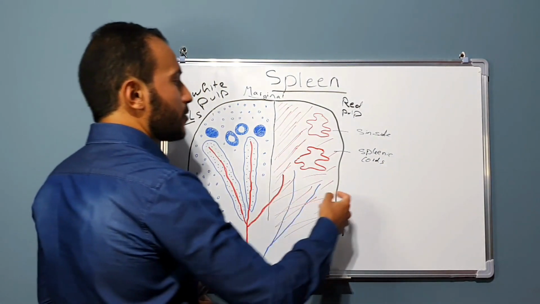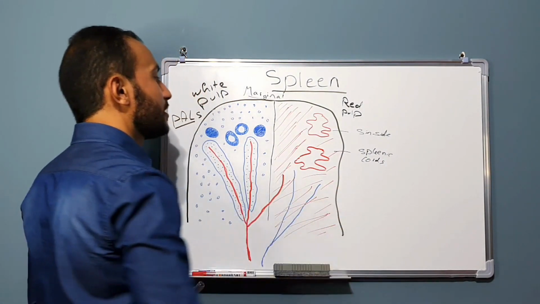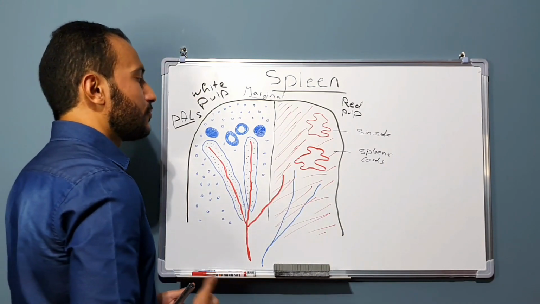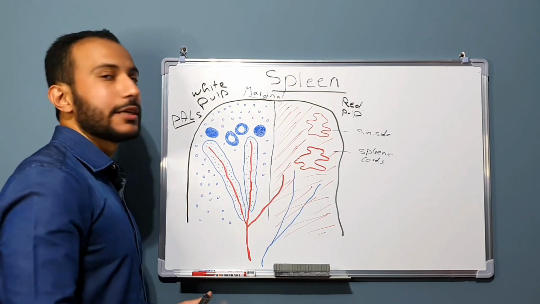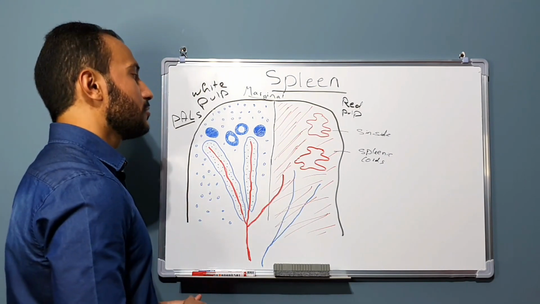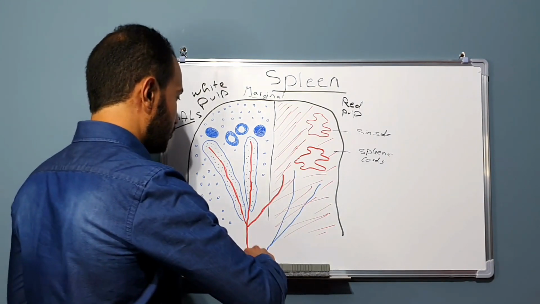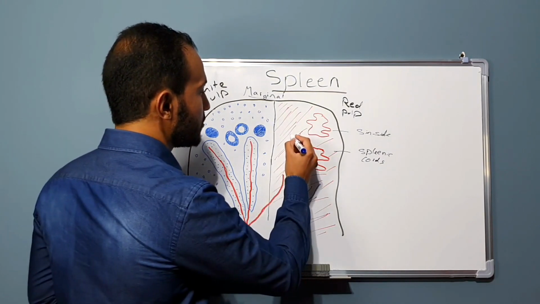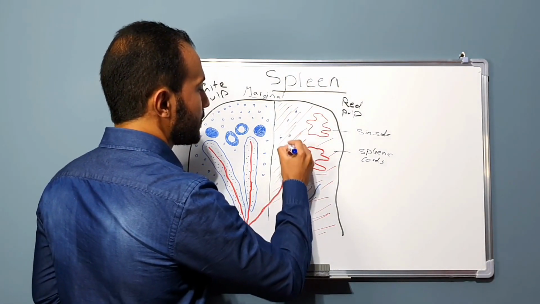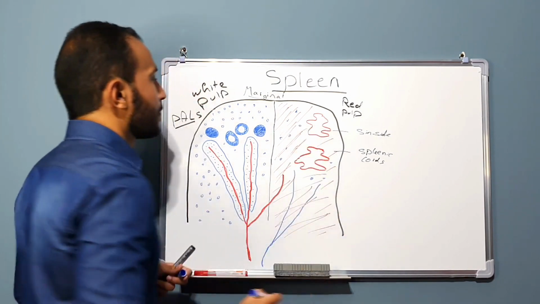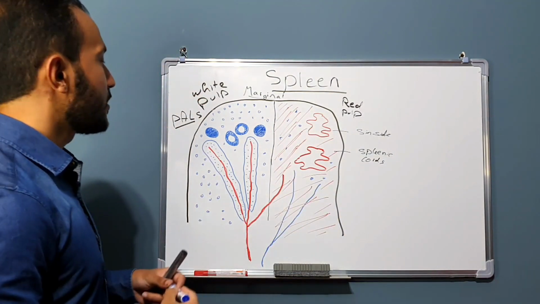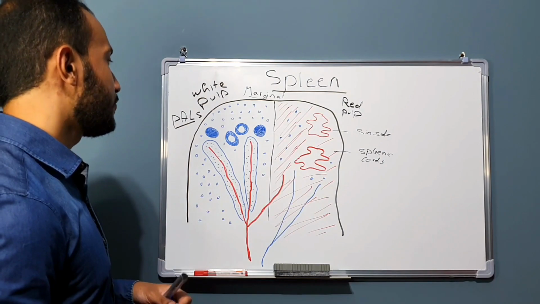What are the components of the splenic cords? It contains macrophages for the filtration of RBCs, of platelets, of any blood component, any free antigen, and so on. Let's draw some macrophages like this. Okay, and I think that's fair enough for the spleen.